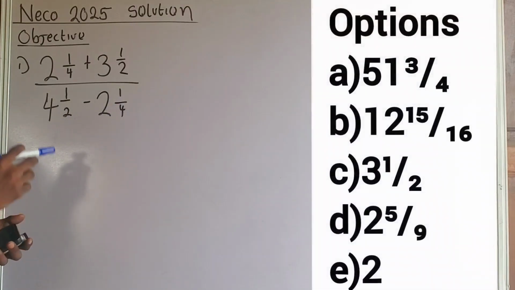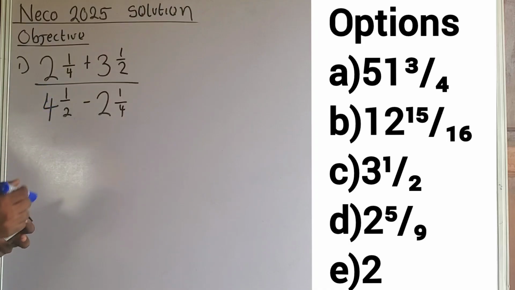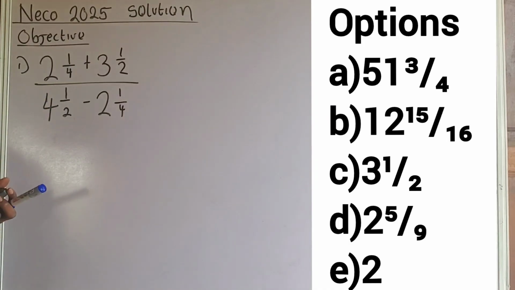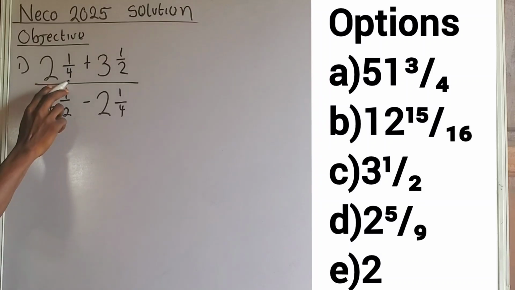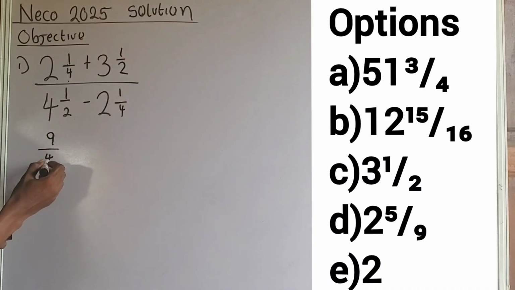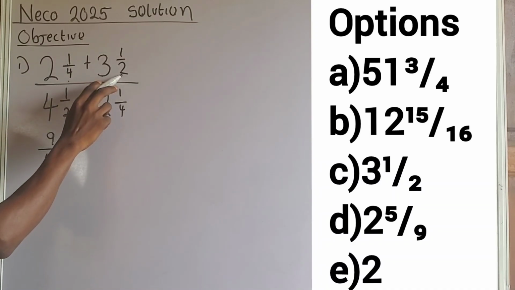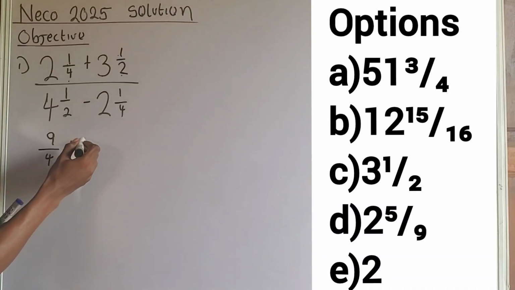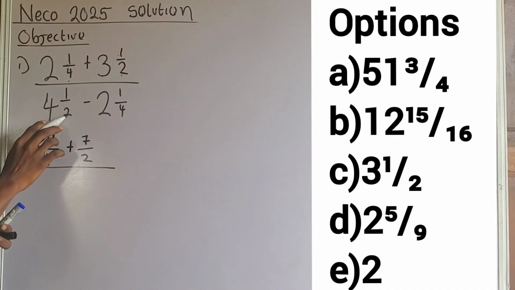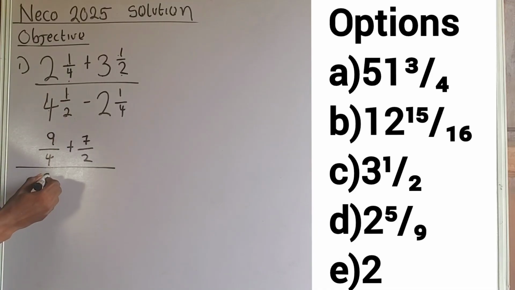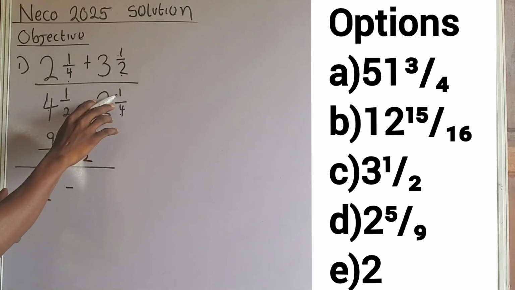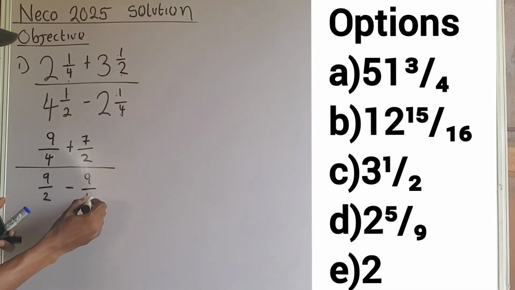The first step is that you have to change each of these mixed fractions to improper fractions. You understand? So let's start with the numerator. For the numerator, I'm going to have 2 multiplied by 4, that is 8. 8 plus 1, that is 9. So I'm going to have 9 all over 4, plus 3 times 2, that is 6. 6 plus 1, that is 7. So I'm going to have 7 all over 2. For the denominator, 4 times 2, 8. 8 plus 1, 9. So I'm going to have 9 all over 2 minus 2 times 4, that is 8. 8 plus 1, that is 9. So I'm going to have minus 9 over 4.